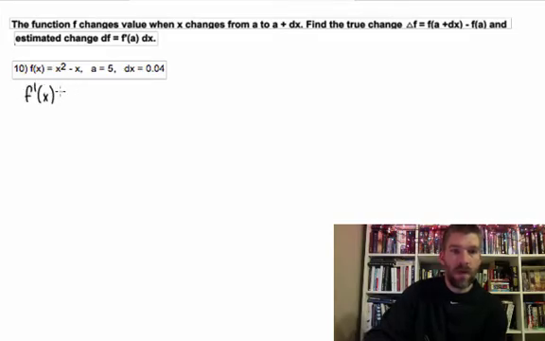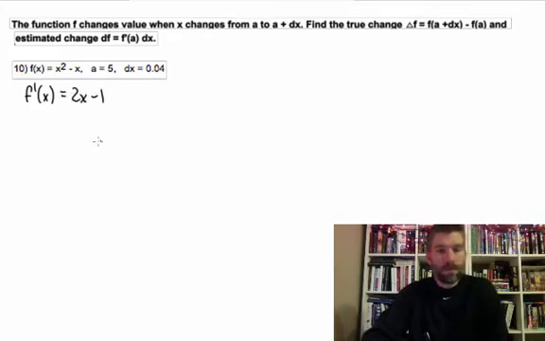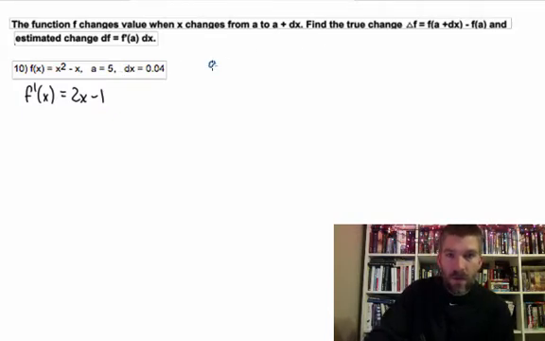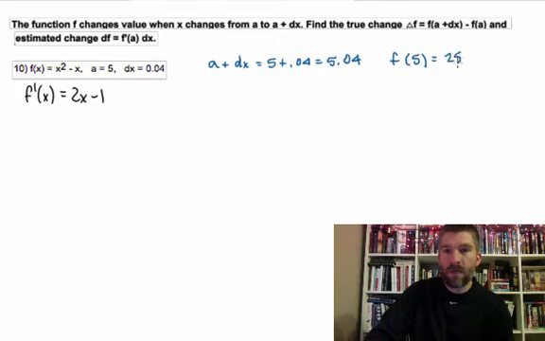So f prime of x is equal to 2x minus 1. And then just follow your formula here. I've given the formula to you on this problem. The formula says f of a plus dx. Here's a, so a plus dx would be 5 plus 0.04, or 5.04. And then f of a, we need that. So f of 5 is going to be 25 minus 5, which is 20. So that's this part here in this bluish color.